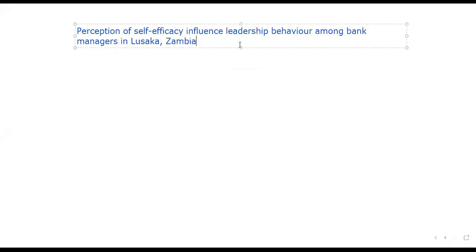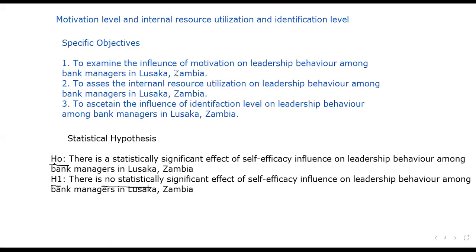So in our topic, perception of self-efficacy influence on leadership behavior among bank managers in Lusaka. What we're looking at here is that we can't really quantify self-efficacy. And if you look at these objectives that we have, I do not know how we can quantify motivation. Maybe leave days, or I don't know, packages. But quantifying motivation is really difficult.